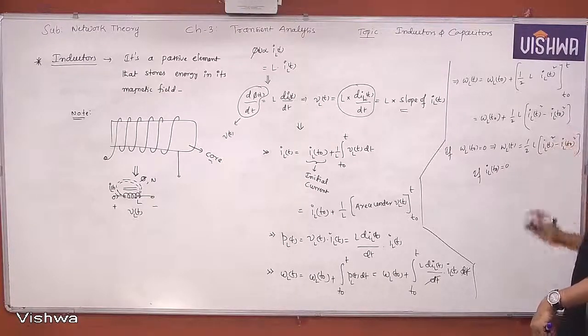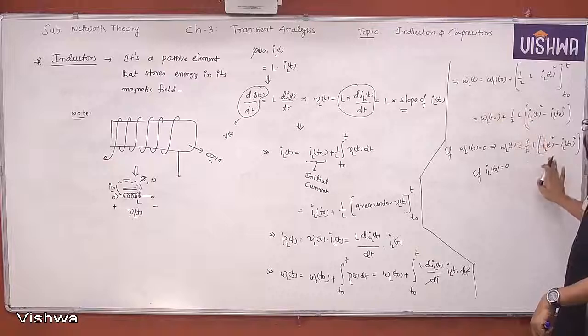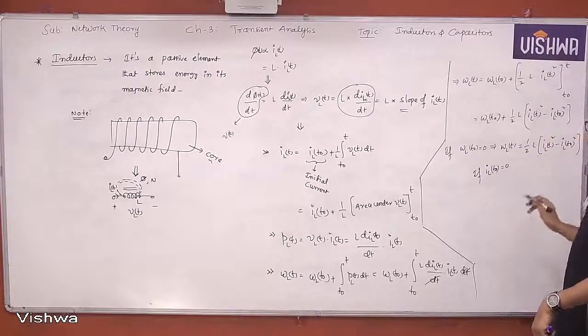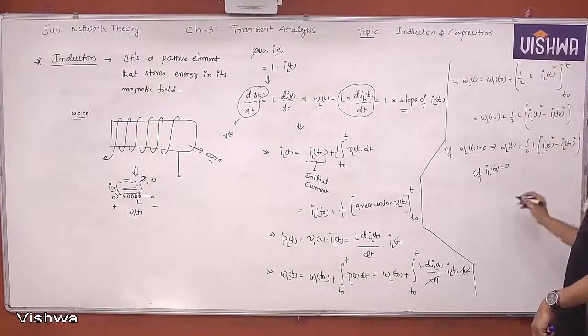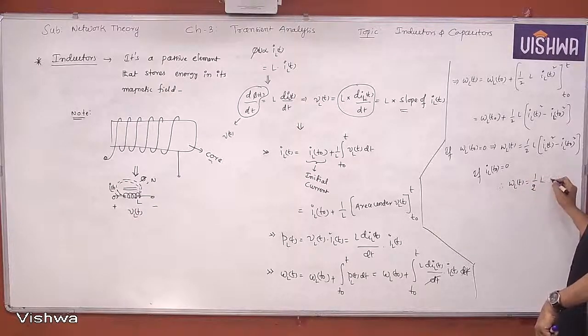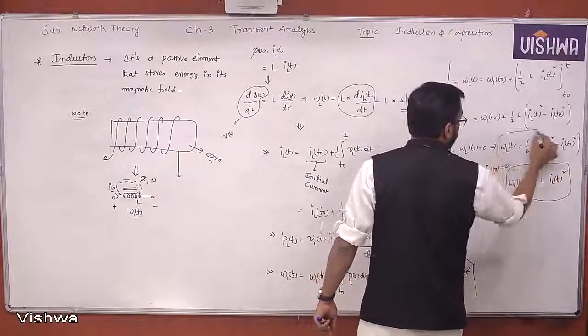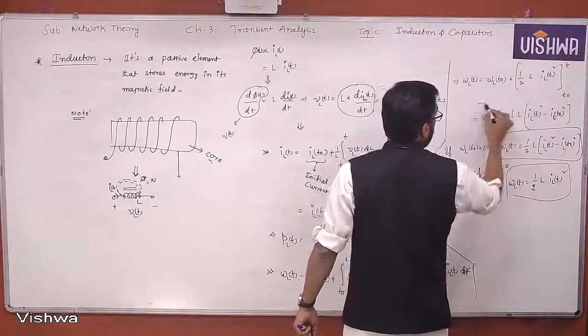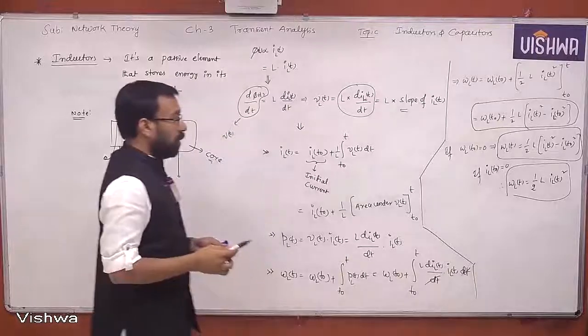If IL of T naught is 0, because initial current sometimes may be 0. But remember, you should always write the formula along with the initial energy as well as the initial current, because sometimes in the exam, questions are based on this initial current and initial energy. Therefore WL of T can be written as half L IL of T whole square. This is very, very important.